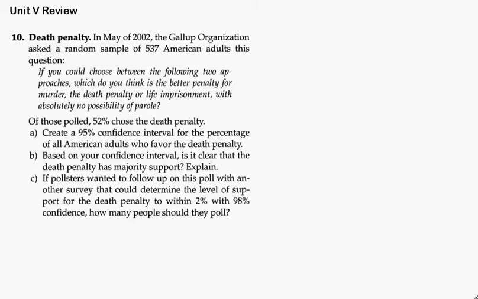So it looks like 52% said yes. So it looks like a majority. But the question is, is that 2% just due to natural sampling variability, or is there a strong opinion by Americans? So what we need to do is check the conditions real quick. So let's see if we can do that.